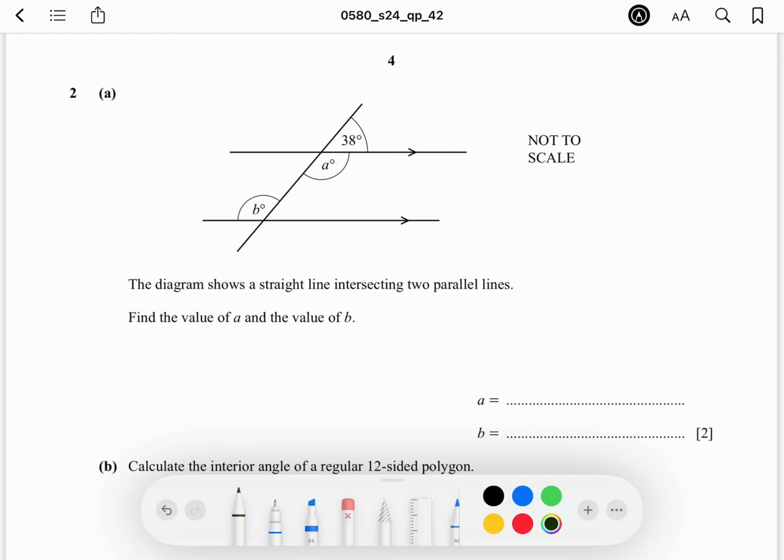In this case, which one can we find out first? A. By which property? Angles on straight line. Artinya jawapannya adalah 142. Dah sampai 1 minit for 2 marks. So 1 mark each.